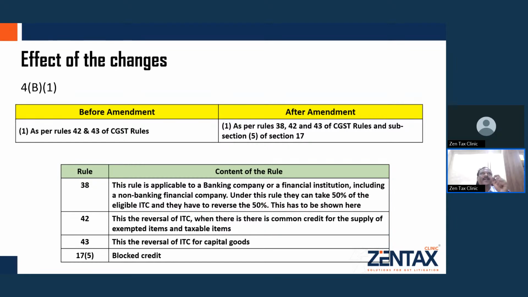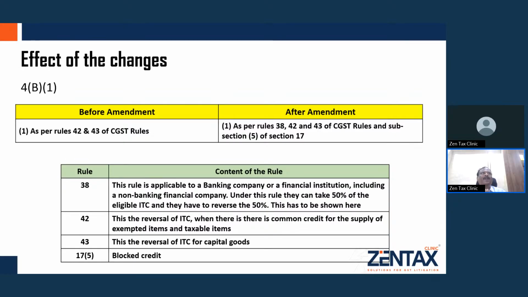I'm mentioning only the eligible ITC you can take for the banking company, not the total ITC. After reducing the block credit, 50% of that eligible ITC has to be taken as ITC. Then the balance 50%, which is permanently blocked, permanently ineligible, has to be fed in 4B1.